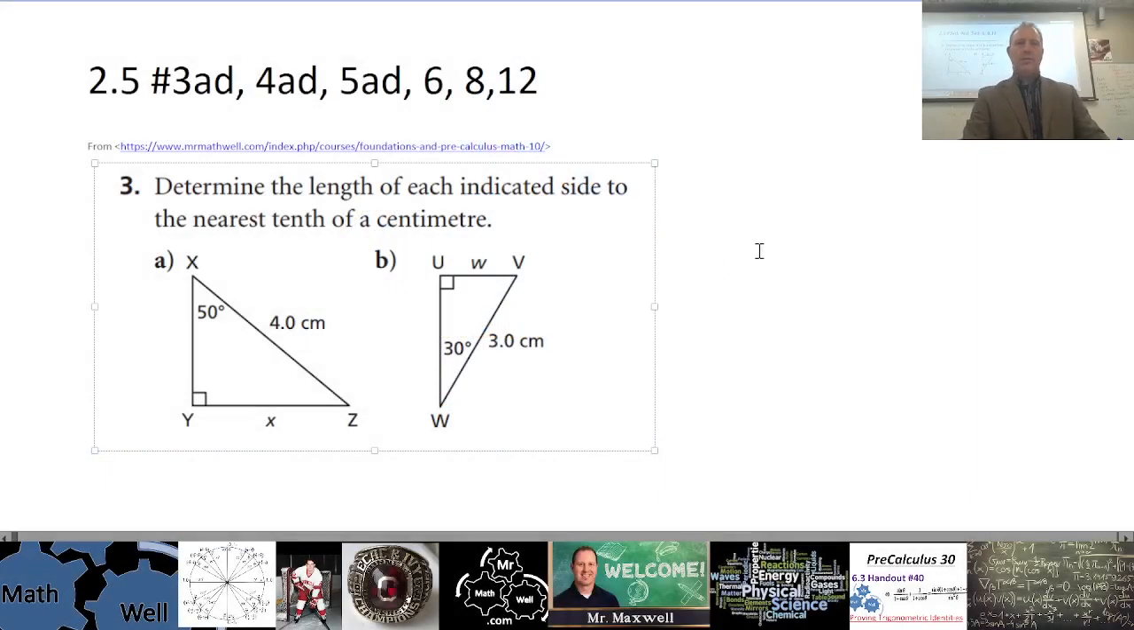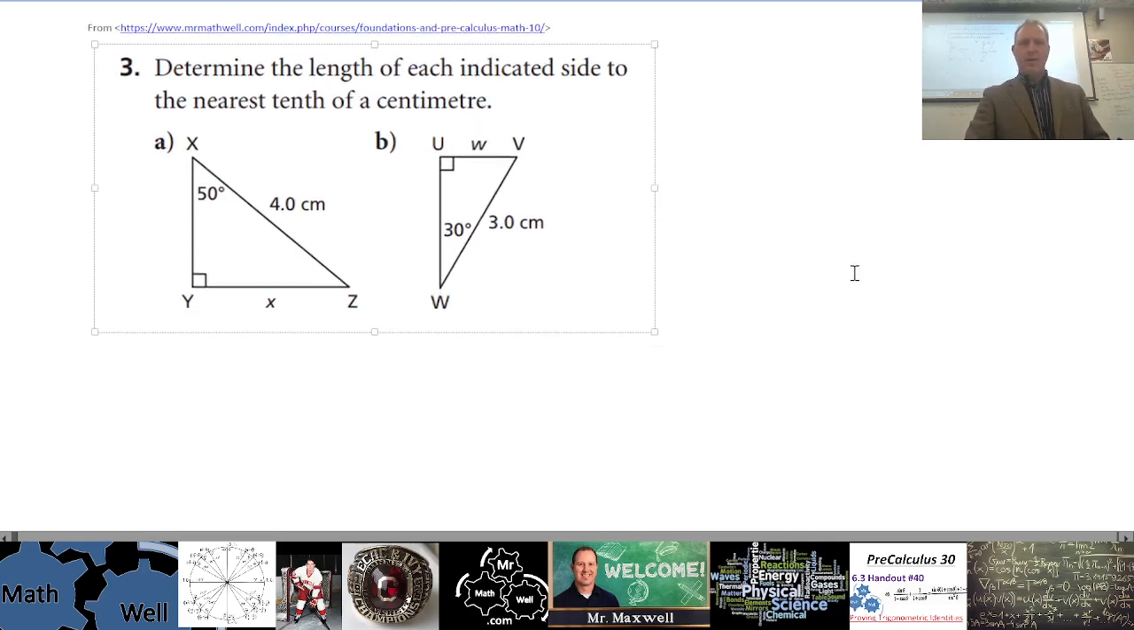All right, so let's do 3A. First question in your homework. Many of you have done this already, but let's just go over this one. 3A and B are very similar, both using sine law, looks like. How do I know that? Because the angle that's given is, in this case, angle x, and I want to know the opposite side, and I'm given the hypotenuse.